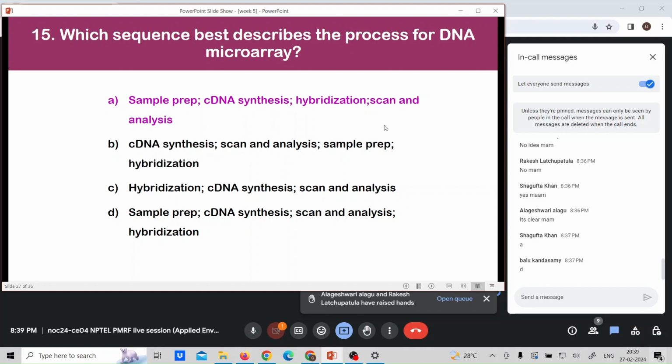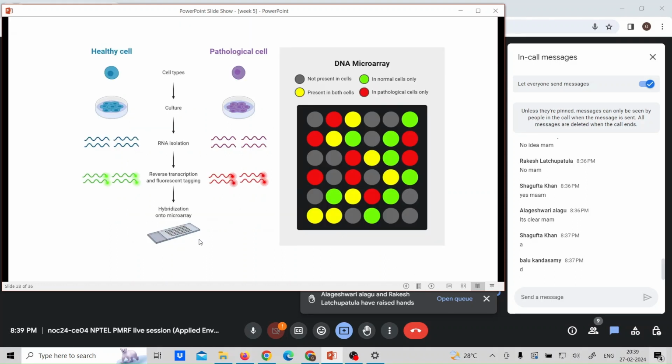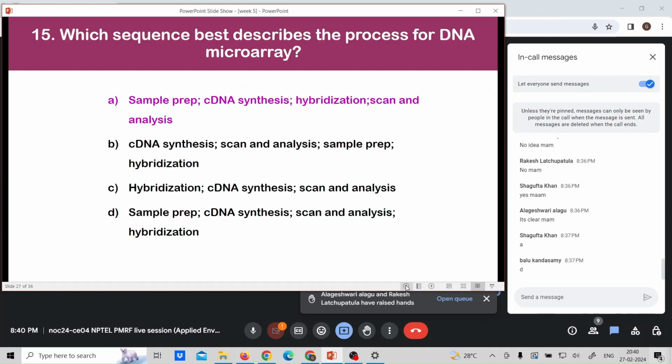So you have an RNA strand, and when you get a DNA from it, it's going to be complementary to it, right? Obviously. So that is known as cDNA synthesis, and then you are going to hybridize it. So this is a microarray chip basically. In this you have multiple wells. You are going to hybridize that onto this microarray, and then we are going to scan and analyze.